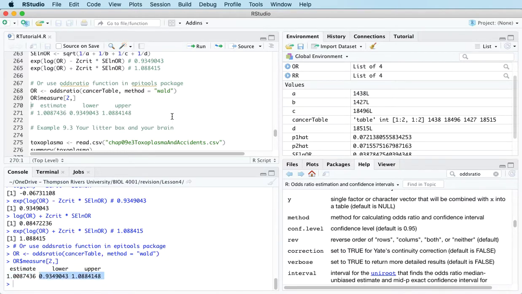So that's how to calculate the odds ratio for a 2 by 2 contingency table, and also a confidence interval for that odds ratio.